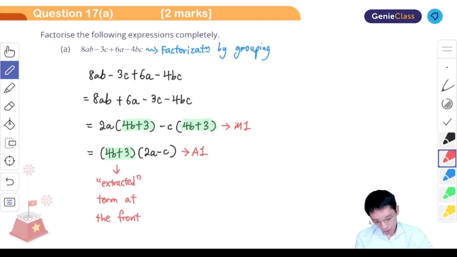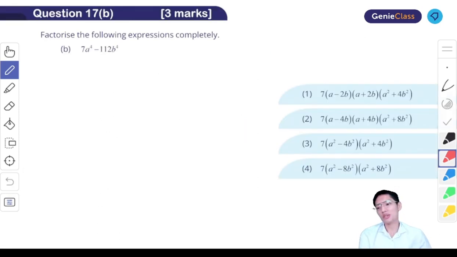Okay, last question that I want to go through. Same notion over here, but sometimes it may not be so straightforward as just grouping them. It can be something like this. So you might have to do some other stuff over here that we need to do.